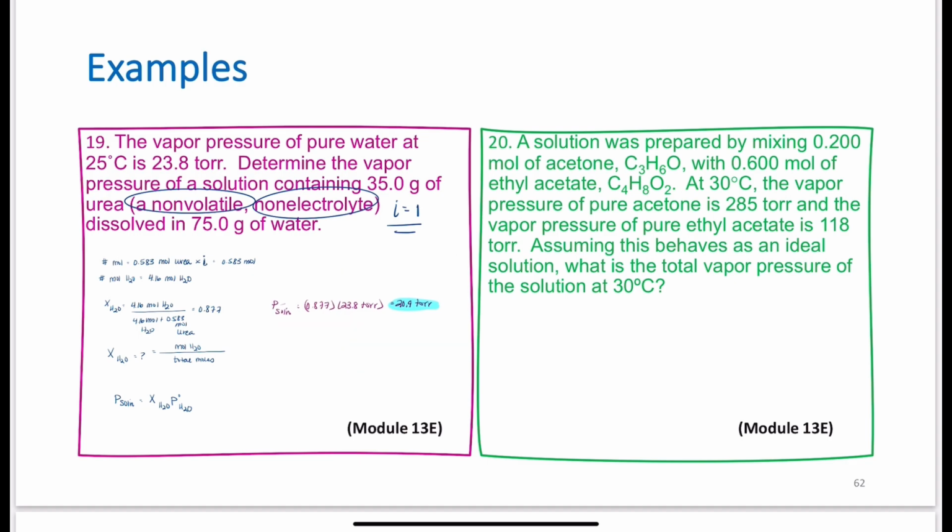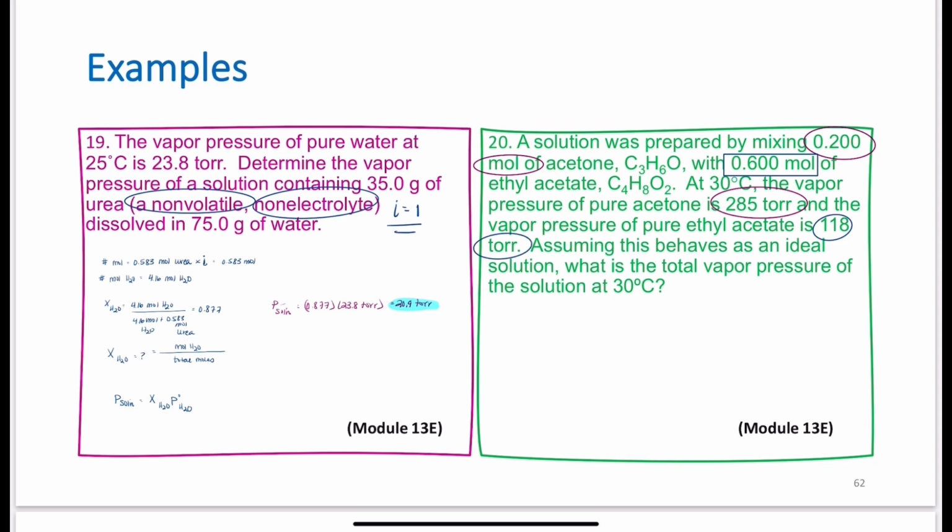What about number 20? A solution is prepared by mixing 0.200 moles of acetone with 0.600 moles of ethyl acetate. At 30 degrees C, the vapor pressure of pure acetone is this, and the vapor pressure of pure ethyl acetate is this. Assuming this behaves as an ideal solution, what is the total vapor pressure of the solution at 30 degrees C? It's one of those ones where you have to pay attention to both. So I've got 0.200 moles of acetone, which has a vapor pressure of 285 torr, and 0.600 moles of ethyl acetate, which has a vapor pressure of 118 torr.